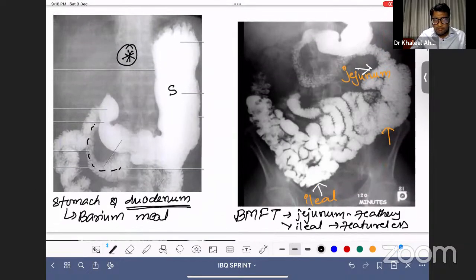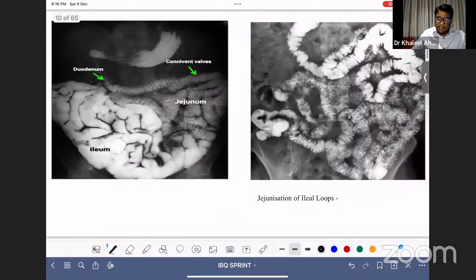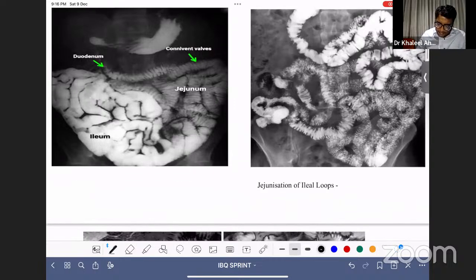So barium meal follow through is a barium study, right? The lumen is seen. You don't see much of the mucosal rugae clearly, right? It's just the luminal opacification that happens. But in enteroclysis, there is distension of the bowel. The bowel is distended and the mucosa stands out. So that is how enteroclysis is. Now look at here again. This is again barium meal follow through. You can clearly see how jejunum is different from the ileal loops.